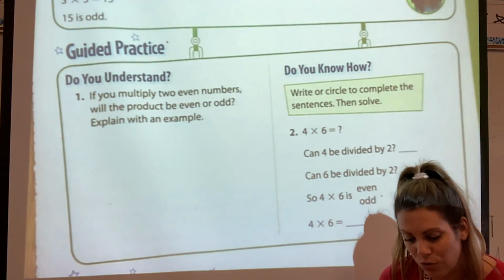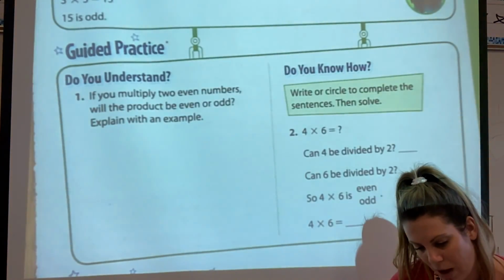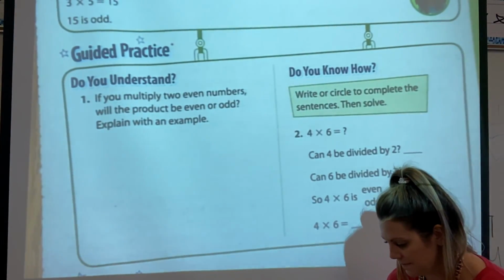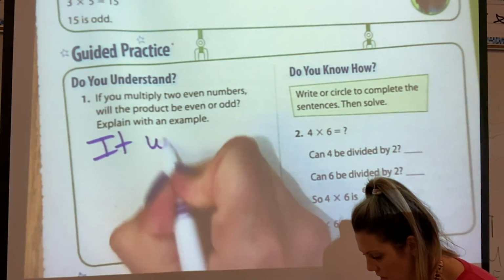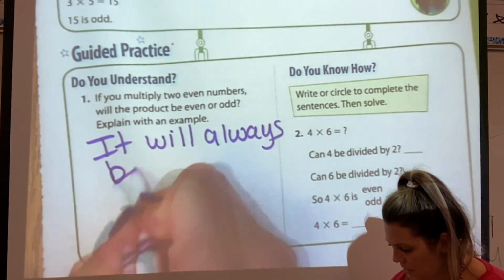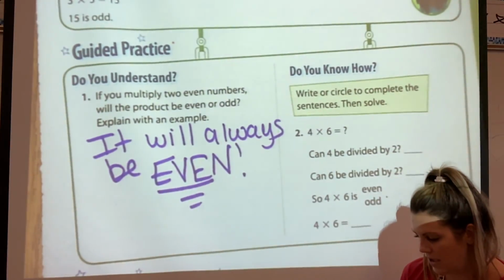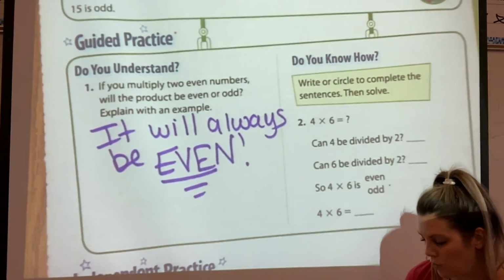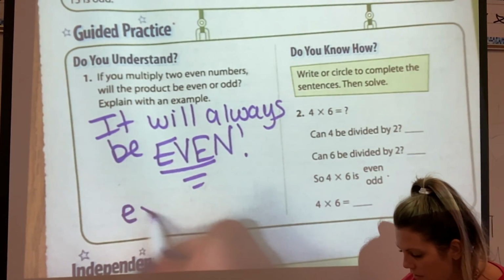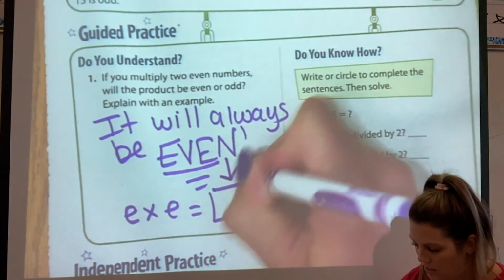Well, we just did that. If you look at the notes, an even times an even number always equals what? Even. It will always be even. Okay? It says explain with an example. If you want to write a multiplication problem with 2 even numbers, go for it. Even times even equals, your answer better be even.